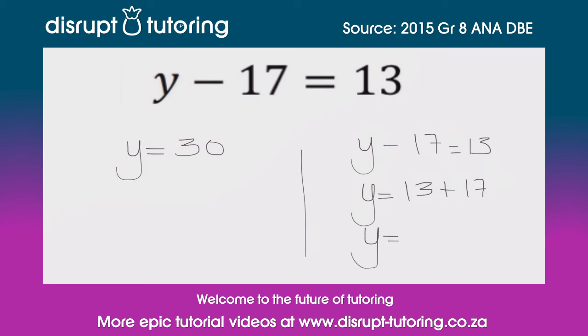The final step then would be 13 plus 17 gives you 30, which is the same answer as we had already said through the inspection.